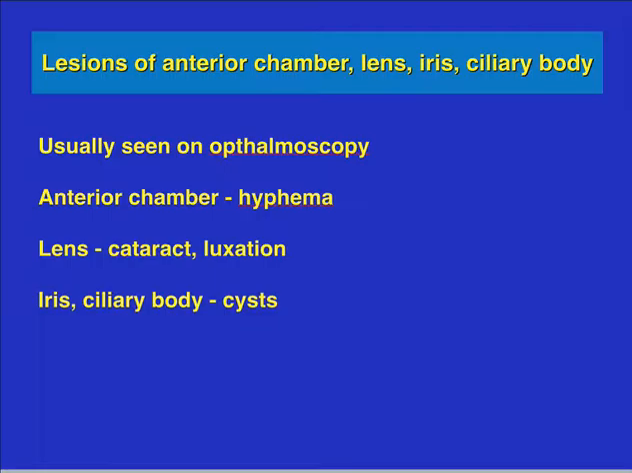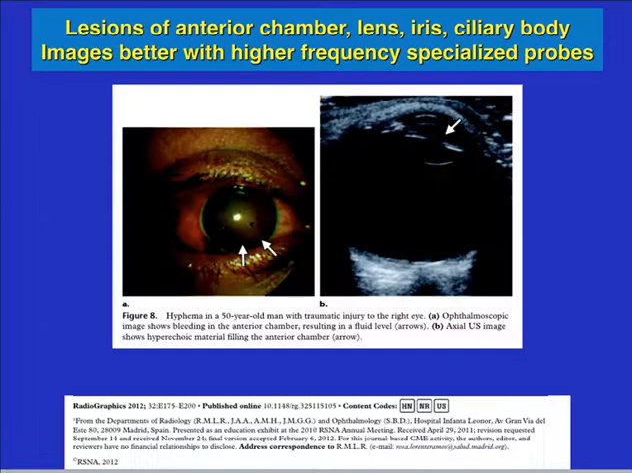So lesions of the anterior chamber, lens, iris, and ciliary body are usually seen in ophthalmoscopy. In the anterior chamber, you can see hyphemas. In the lens, you can see cataracts. In the irises, you can see cysts. It's not really helpful for us in the emergency room or ICU, though. For the emergency room, we do see hyphemas. That's probably something important for us.